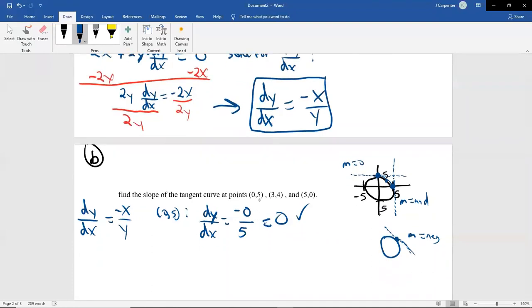Let's do the (5, 0) next, the one that's easy to tell. That says dy over dx is equal to negative x over y, which is negative 5 over 0, and anything divided by 0 is undefined. Look at that. That point, graphically, it says it's an undefined slope.